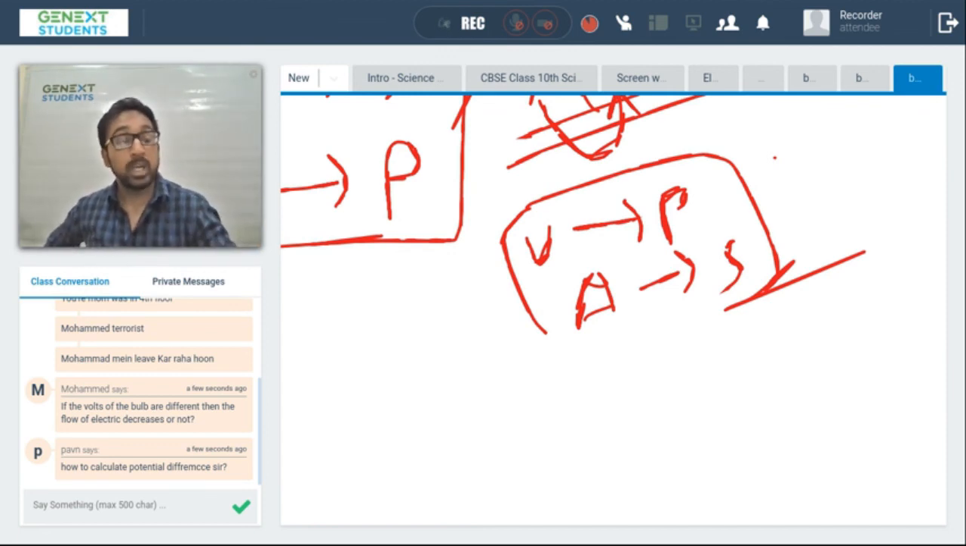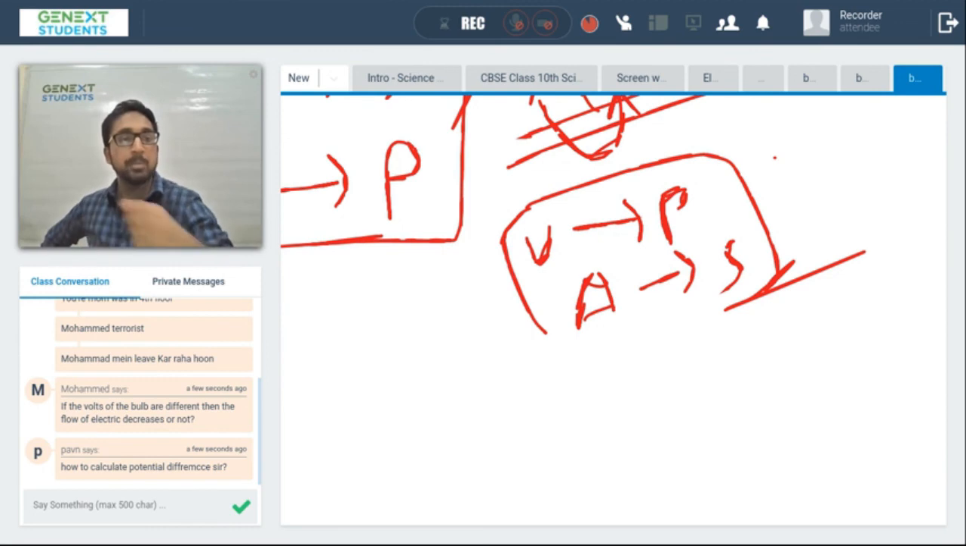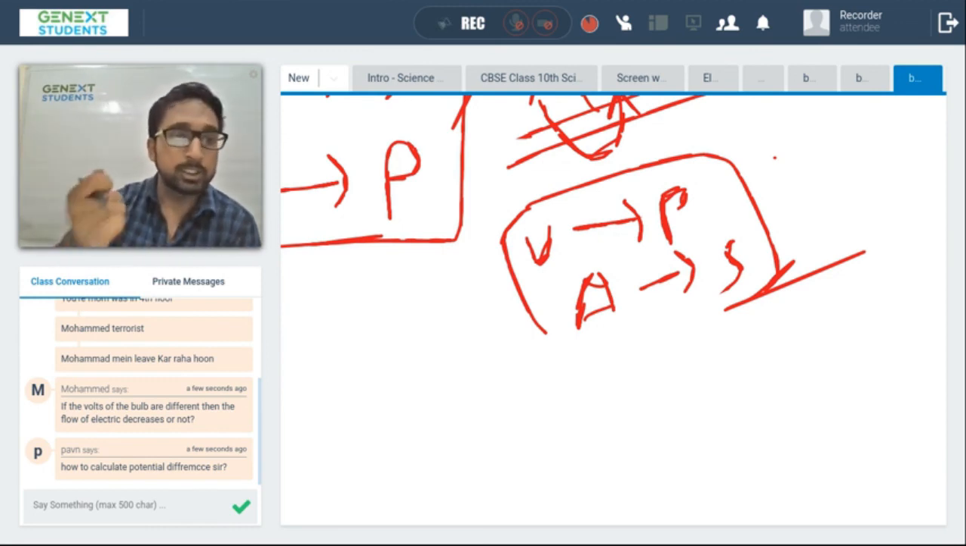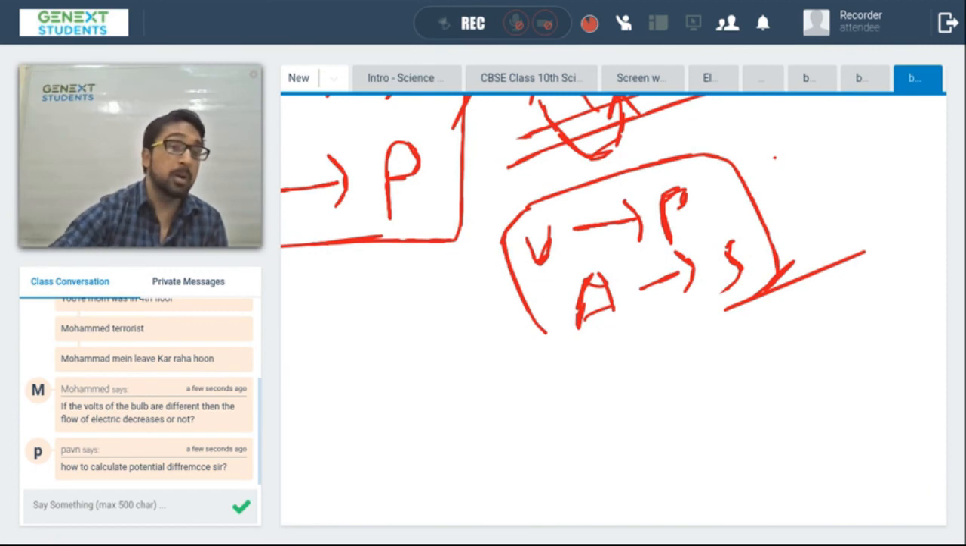Why do I need a VIP pass? So that they would also know that even I know that ammeter is connected in series and voltmeter is connected in parallel. I need a VIP pass to get into a school for checking and all. So this VIP pass tells you that voltmeter is connected in parallel and ammeter is connected in series. As simple as that. So you will remember.